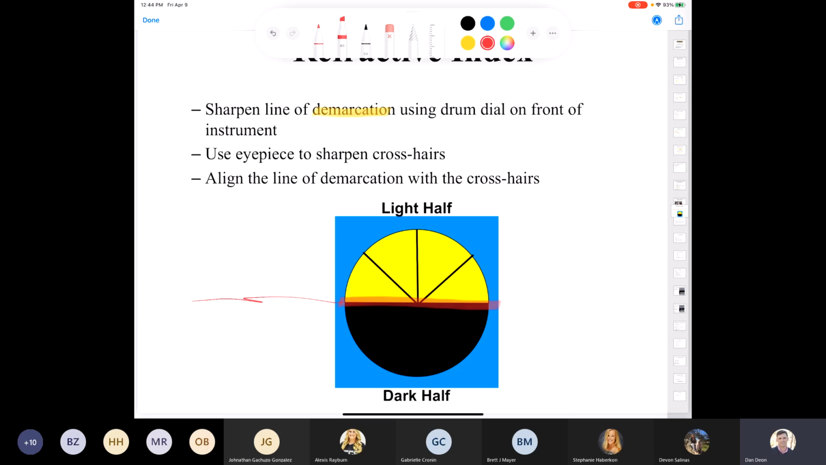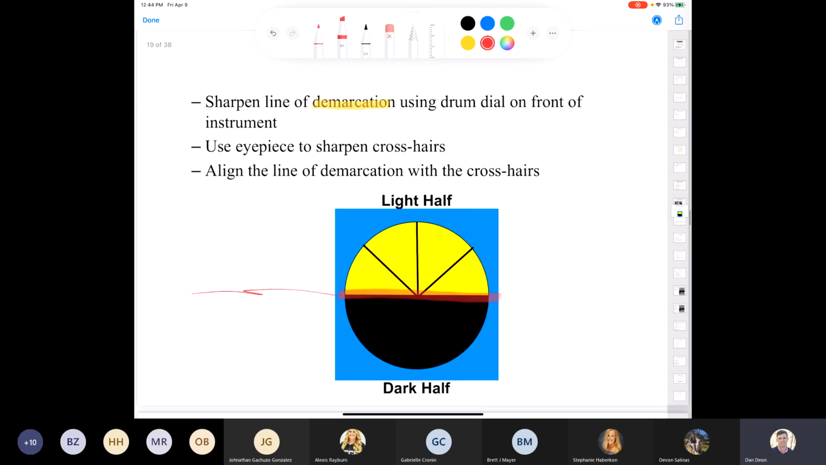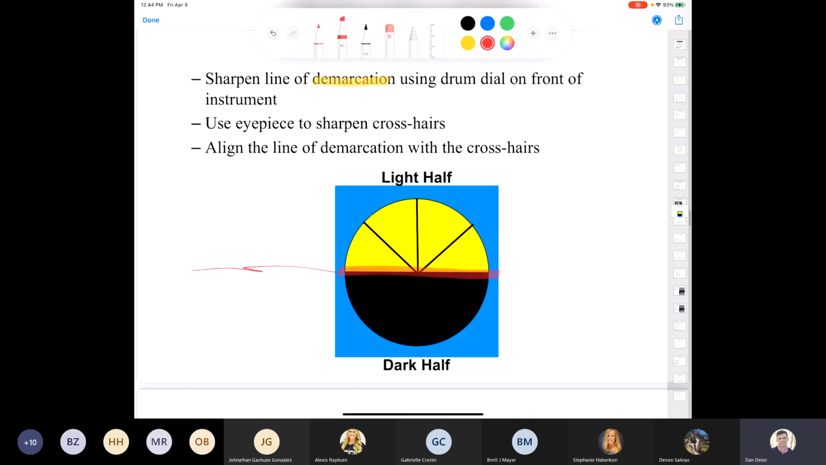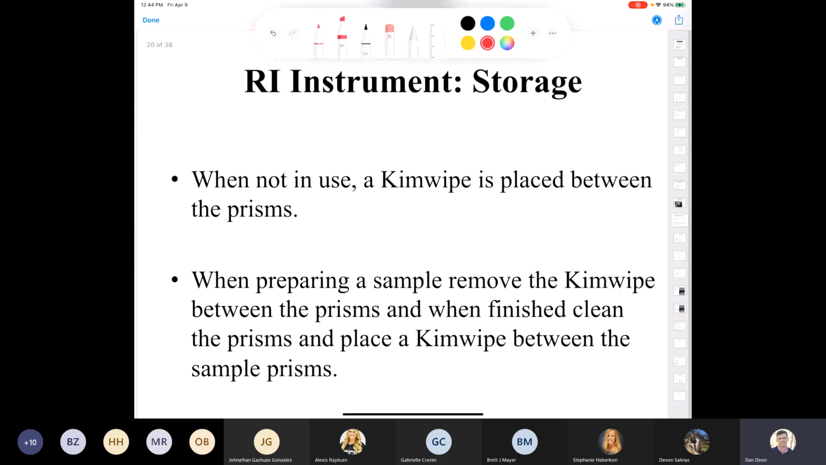Then you're going to use the eyepiece to sharpen the crosshairs. It's one of those things that I find a little challenging to explain, but once you look into the eyepiece and you see how it's fuzzy and you see how you can adjust it, it becomes a lot more abundantly clear when you actually get to try it. And again, taking a refractive index is something that doesn't take long at all. Again, once you're done, put a CHEM wipe in between the prisms. If there's somebody right behind you just waiting there, champing at the bit with bated breath to use it, well, then you could leave it open and let the next person use it after you have cleaned it. However, anytime you're not using it, make sure you have a CHEM wipe in between the prisms.